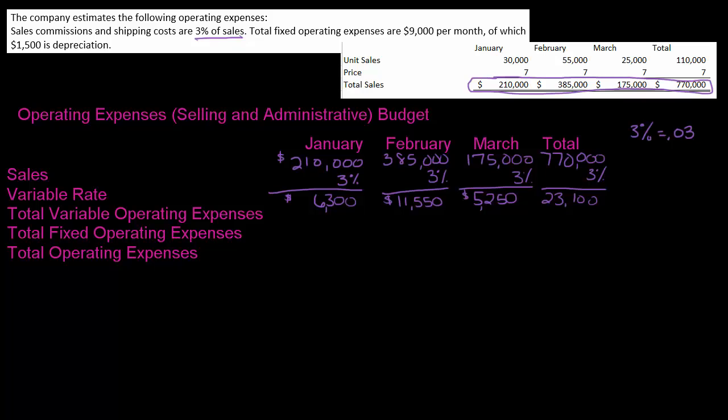And then my fixed operating expenses are $9,000 per month, according to our problem. So I'm just going to add 9,000 per month for January, 9,000 for February, 9,000 for March. How much should we put for the total column? Well, how many months are in the total column? Remember, the quarter's 3 months. So that means I need to have 3 months of fixed operating expenses. So 3 times 9 is 27,000.